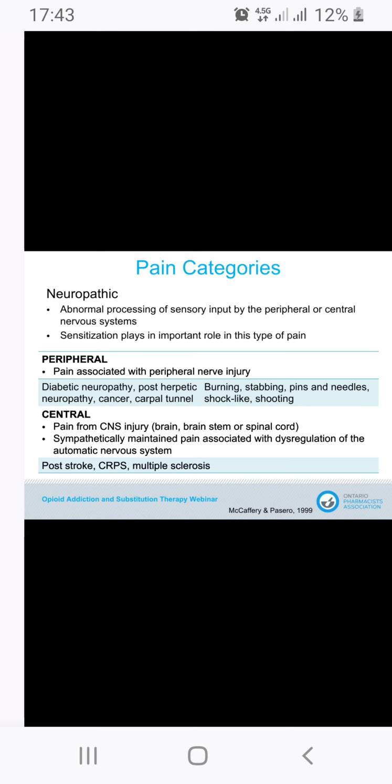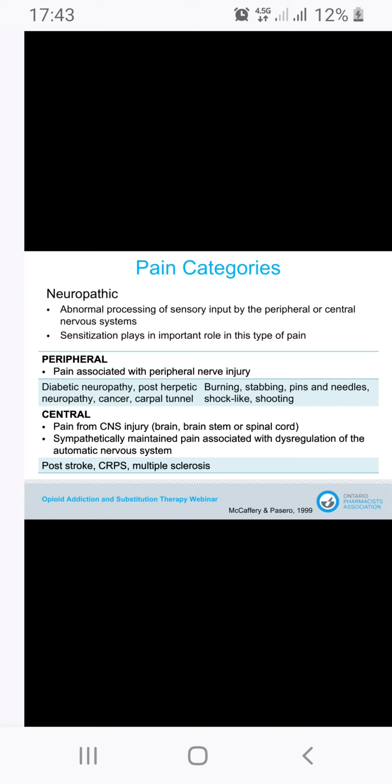The other big category that we often see in practice is neuropathic pain. This is abnormal processing of the sensory input by the peripheral or the central nervous system. And sensitization plays a huge role in this type of pain. Neuropathic pain can sometimes be called pathologic, particularly if it causes continued pain with no purpose in terms of protecting the patient. Neuropathic pain can occur in the peripheral nervous system. Peripheral nerve damage occurs in diabetic neuropathy, postherpetic neuropathy, cancer-related pain, or carpal tunnel. And patients will describe this as burning, stabbing, pins and needles, shock-like shooting or tingling pain.